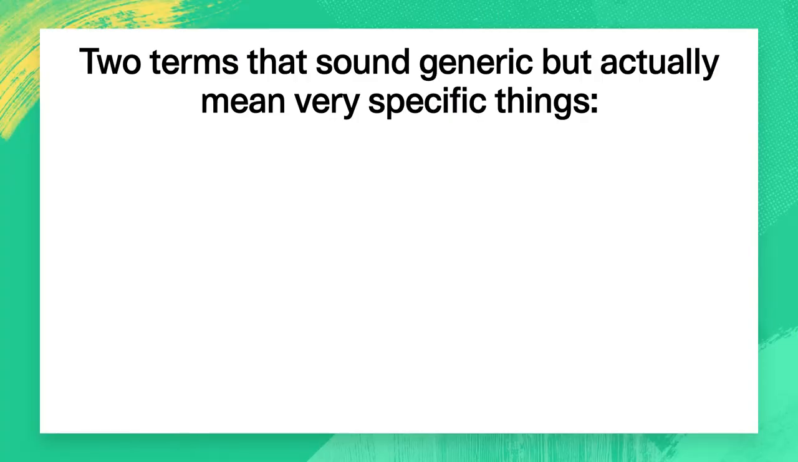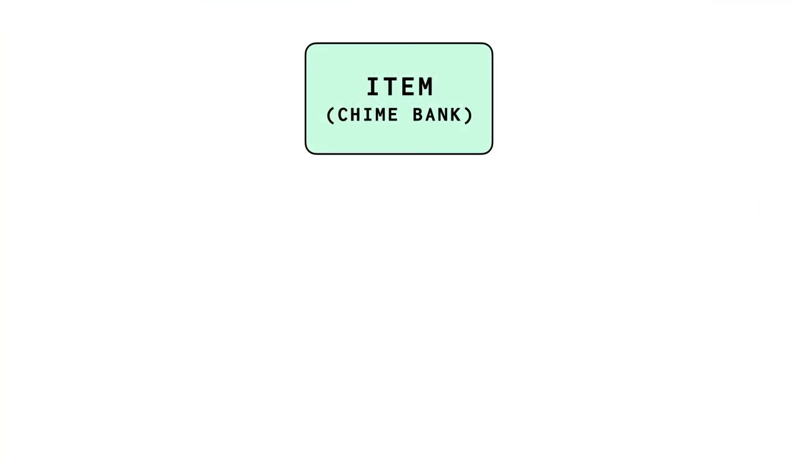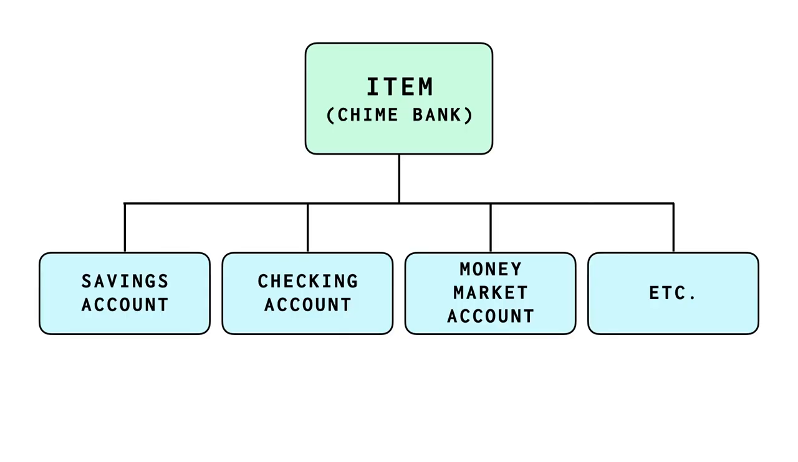institutions. So before we go any further, let me define two terms that the Plaid team likes to throw around a lot that sound kind of generic, but actually mean very specific things. First, an item is basically a login to a bank or financial institution. Items usually have one or more accounts associated with them. For instance, when I asked Plaid to connect with Chime, that created a single item, the login to that bank, but then it got back several accounts, a savings account, a checking account, and so on.